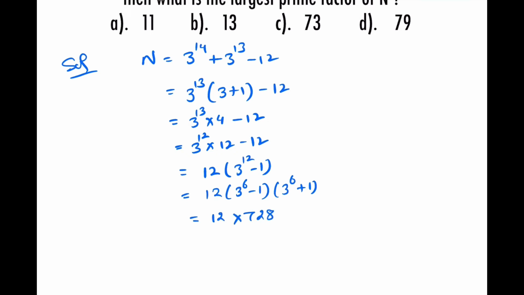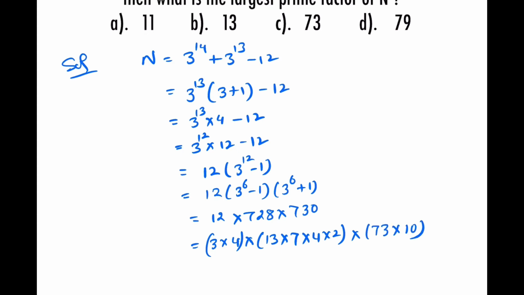728 into 730. This is equal to 12 is 3 into 4 into 728. We can write 728 as 13 into 7 into 4 into 2 into 730. We can write 73 into 10.